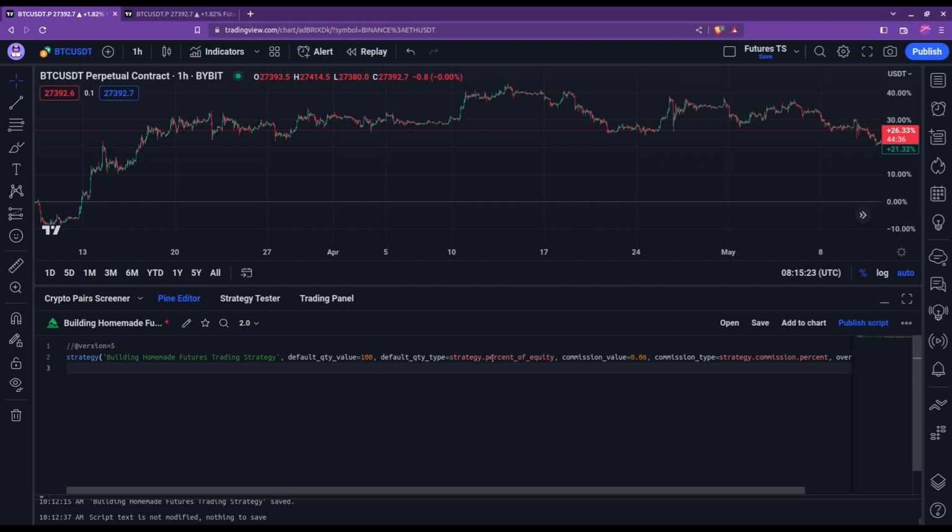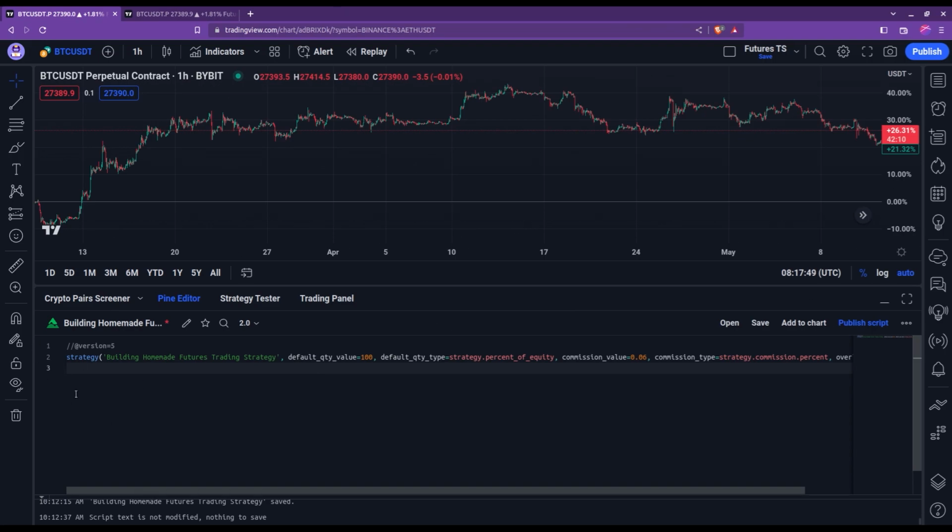First things first, the strategy characteristics. So we'll be trading with 100% of the portfolio. This means that for each trade we enter, we use 100% of the funds available in this portfolio, and we will be using 0.06% for the trading fees. This is the standard fee for Bybit, one of the best on the market.